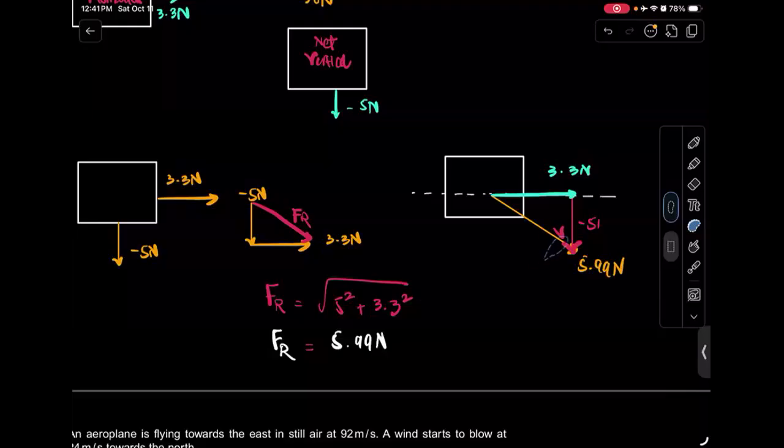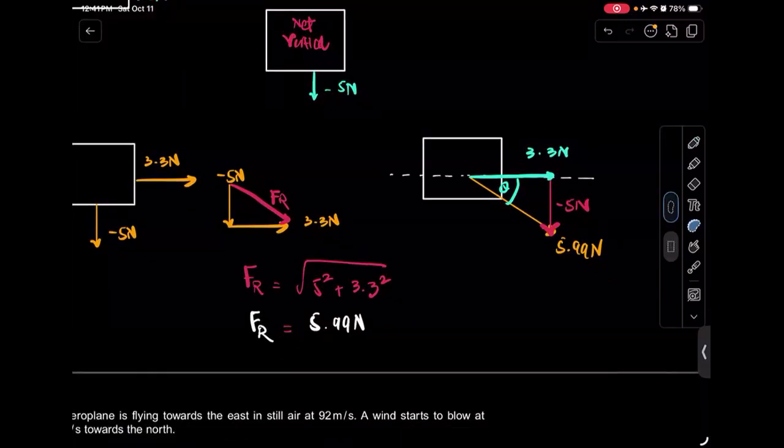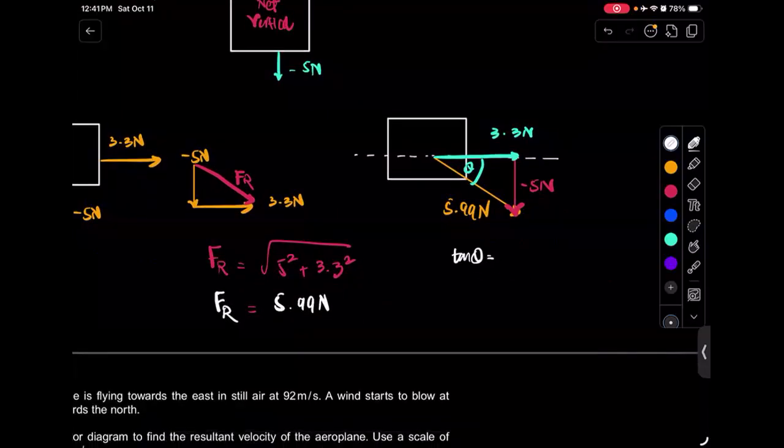And if I want to find out what this angle is, I can simply use tan theta. Tan theta is equal to perpendicular over base. So theta was equal to, what was the perpendicular value? That was 5. What was the base? That was 3.3. And you do tan inverse.